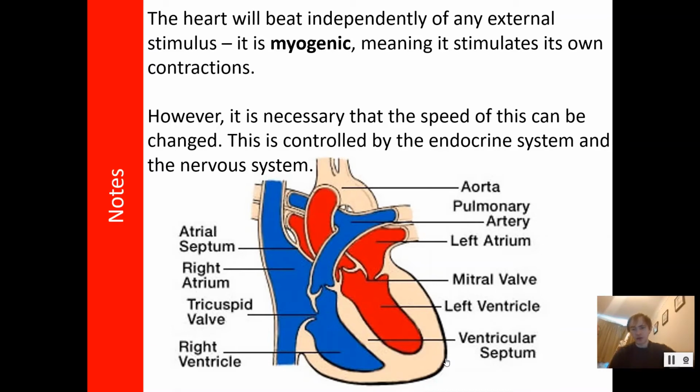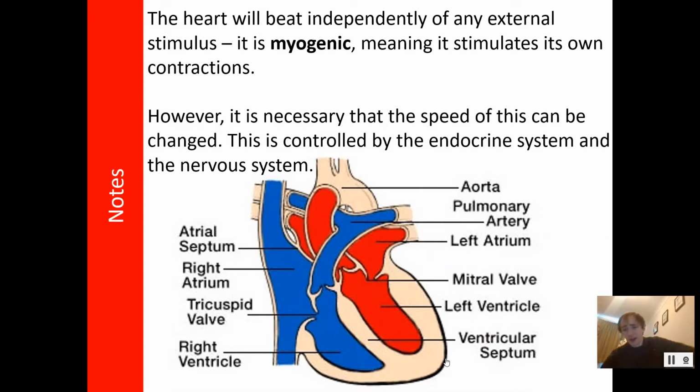Now, there are a few new terms that are coming up this lesson. This is probably the last of them, but myogenic means that it stimulates its own contractions. It's the only muscle in the body which is myogenic. It doesn't require any external stimulus. So if I take a heart out of the body and I put it in an isotonic solution with enough nutrients, enough oxygen, then it will continue to beat for all time.